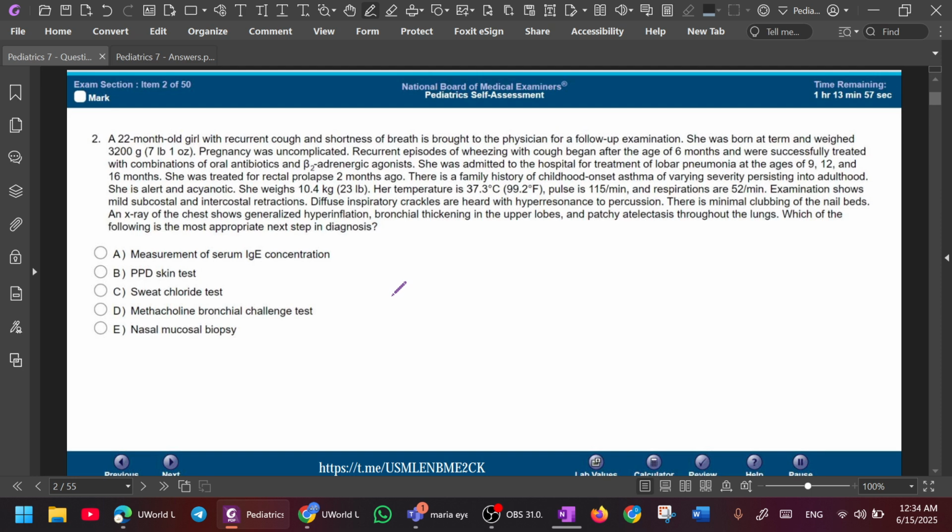A 22-year-old girl with a recurrent cough and shortness of breath is brought to the physician for a follow-up examination. She was born at term and weighed 3.2 kg. Pregnancy was uncomplicated. Recurrent episodes of wheezing with cough began after the age of 6 months and were successfully treated with combinations of oral antibiotics and beta-2 adrenergic agonists.